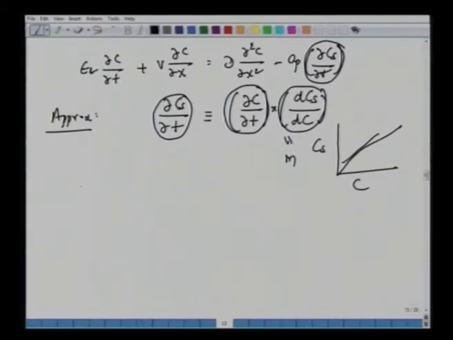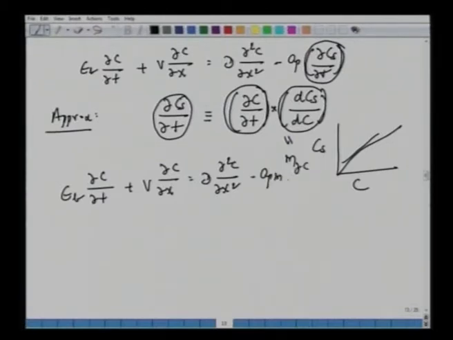Alright, so now we can write our equation: epsilon b del c by del t plus v del c over del x equal to d del square c over del x square minus ap into m del c by del t.